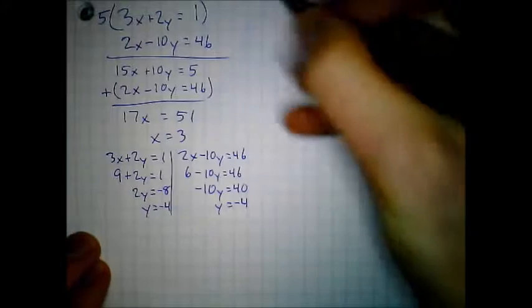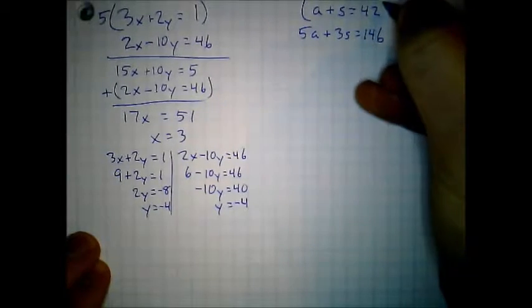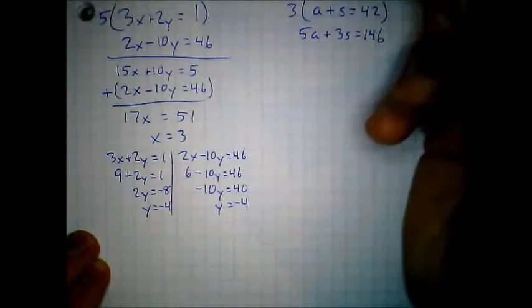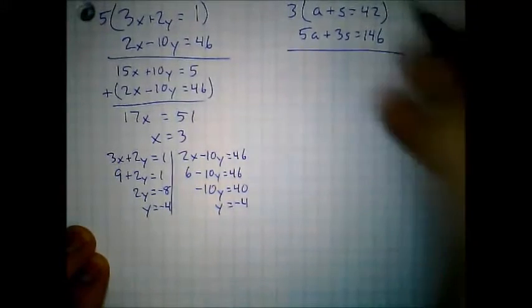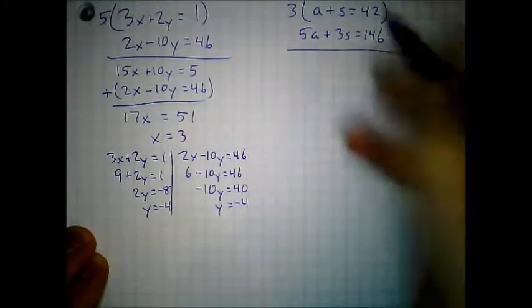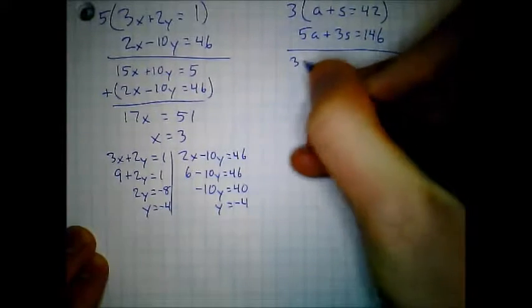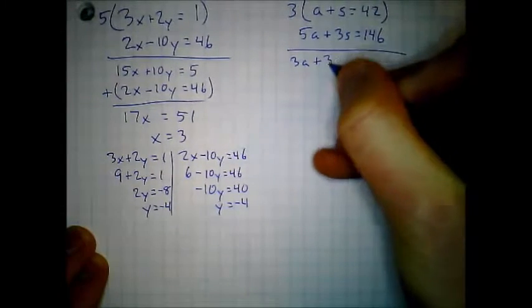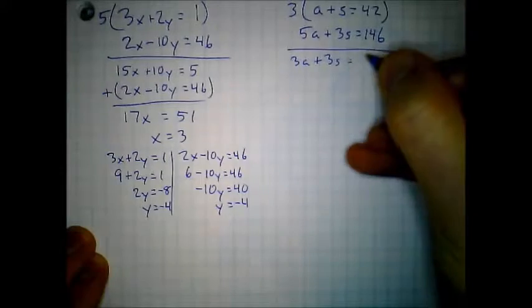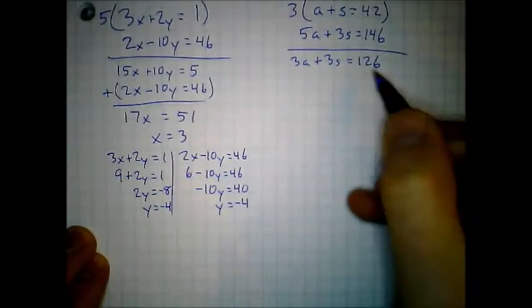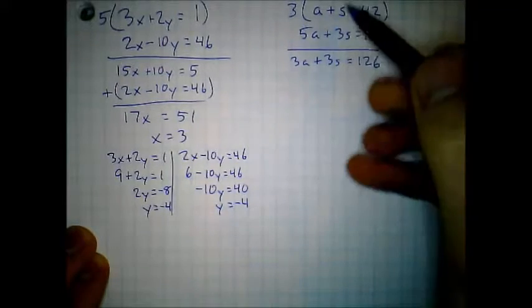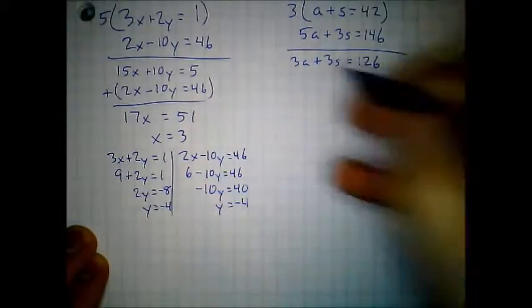I'm going to multiply by 3 just because it's a smaller number. Whenever you have the choice like this, choose the smaller number to multiply by to make it a little bit easier for yourself. So I'm going to multiply this first equation by 3. 3 times a is 3a, 3 times s is 3s, and 3 times 42 is 126. So we have 3a plus 3s equals 126. Again, we multiply by 3 so that our s's will be able to cancel out.